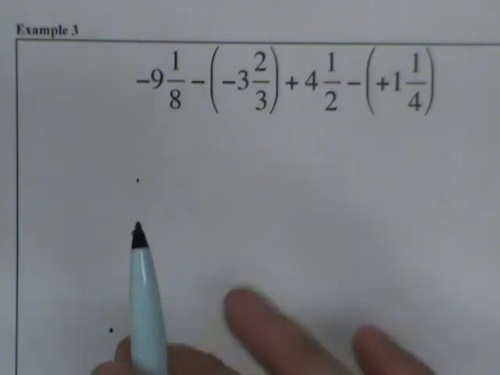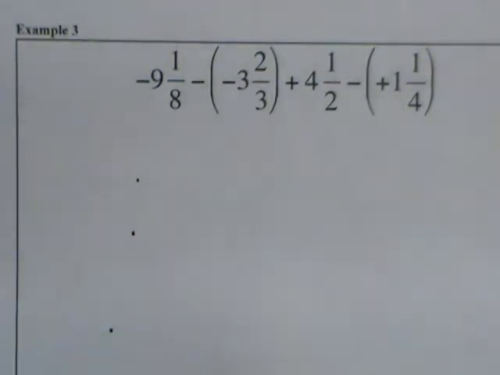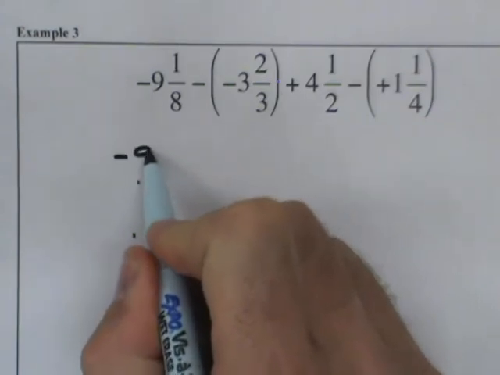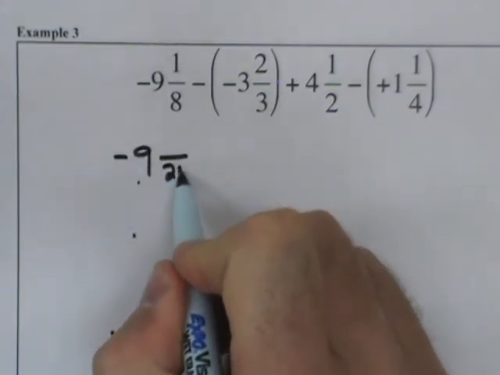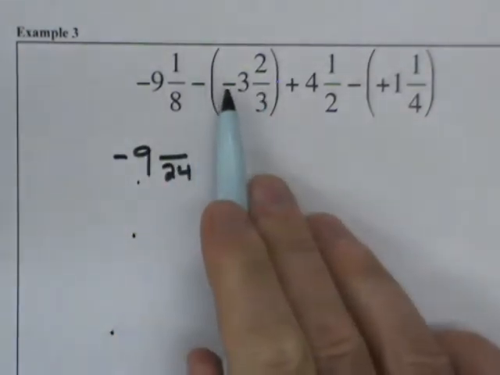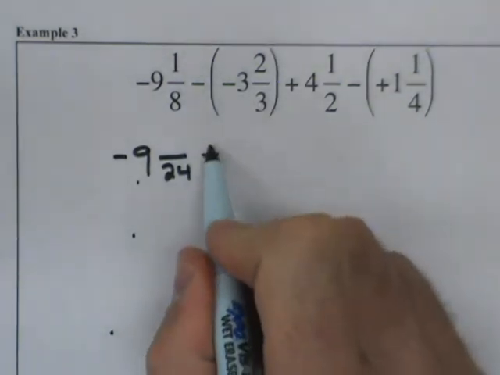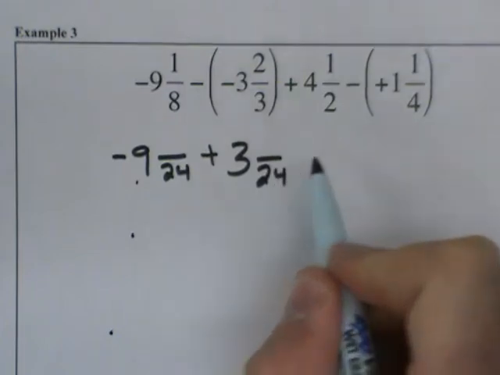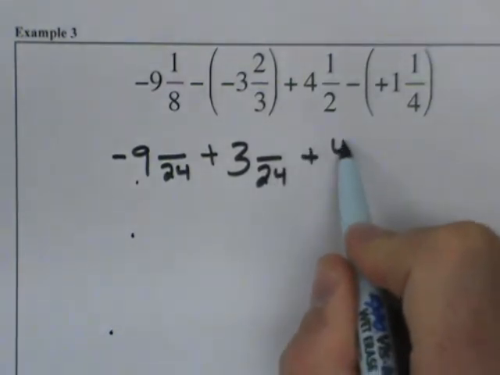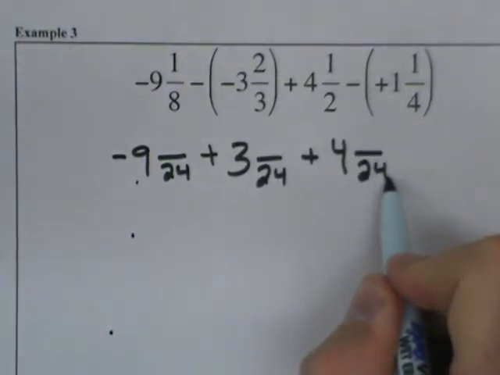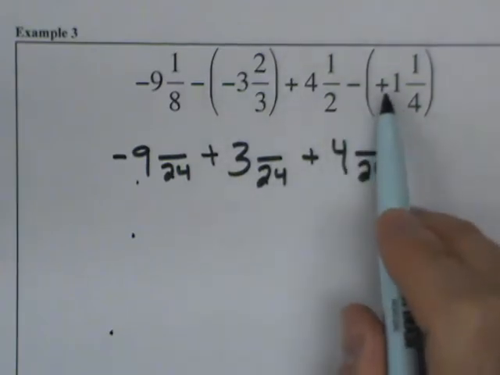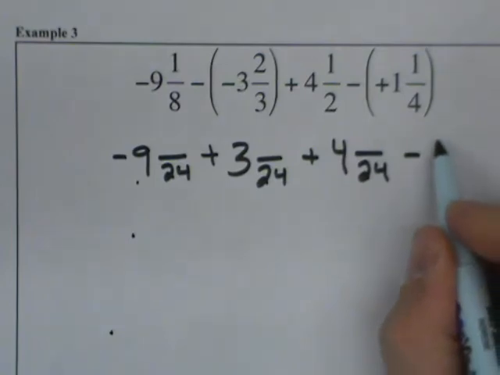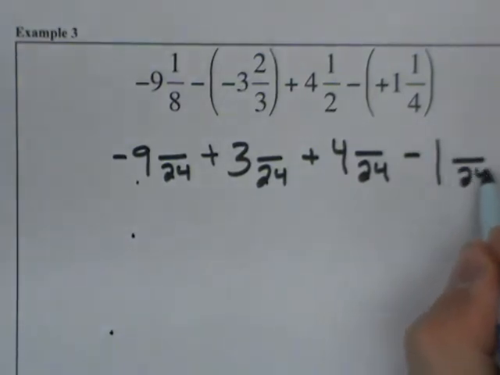So I'm going to reflect that as I change all these numbers and simplify my signs. I'll start by saying negative 9 and something over 24. Minus a negative becomes a positive 3 and something over 24. Plus 4 and something over 24. Minus a positive can most simply be written with a negative. So we say minus 1 and something over 24.